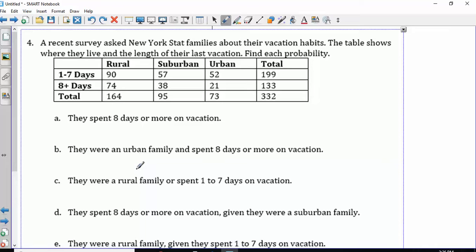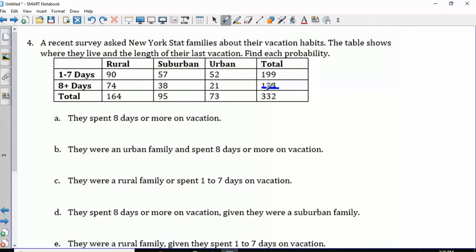So problem 4. We have a survey about vacation habits. We've broken these people into what kind of area they lived in and how many days they vacationed. So the probability they spent 8 or more days. Okay, there's no conditional, so it's everybody. So 8 or more, that was 133 out of the 332 total, which is 0.4006.